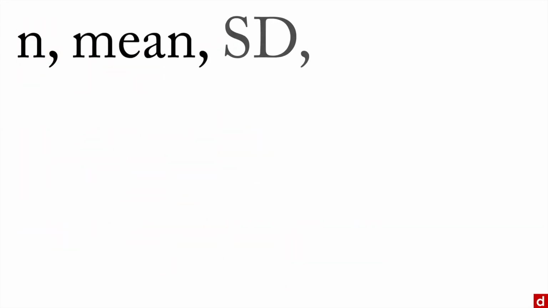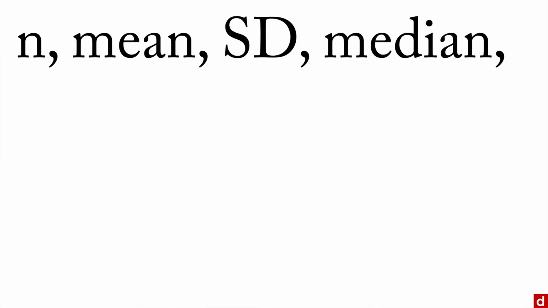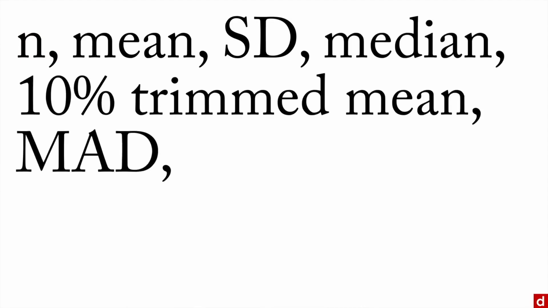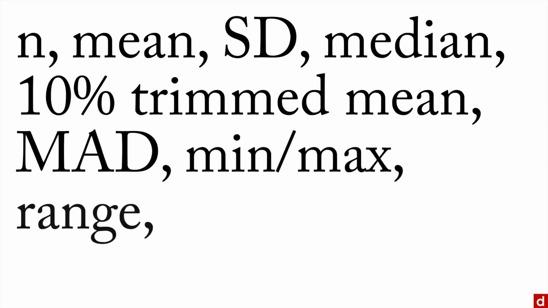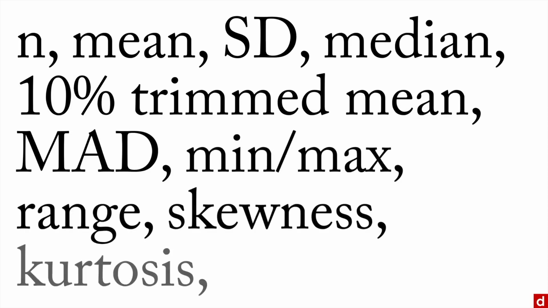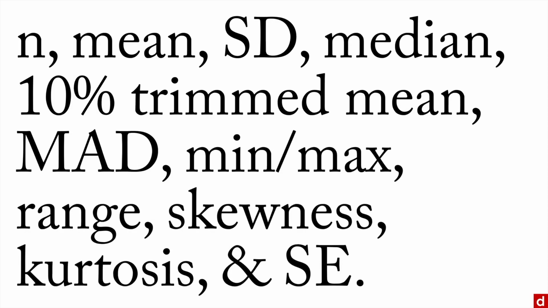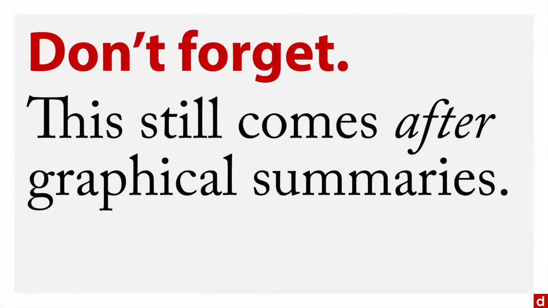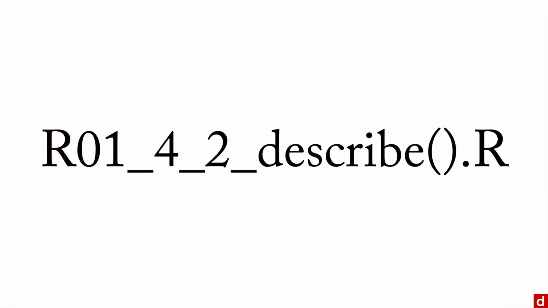You'll get n, that's the sample size, the mean, the standard deviation, the median, the 10% trimmed mean, the median absolute deviation, the minimum and maximum values, the range, skewness and kurtosis, and standard errors. Now, don't forget, you still want to do this after you do your graphical summaries. Pictures first, numbers later. But let's see how this works in R. Simply open up this script and we'll run through it step by step.